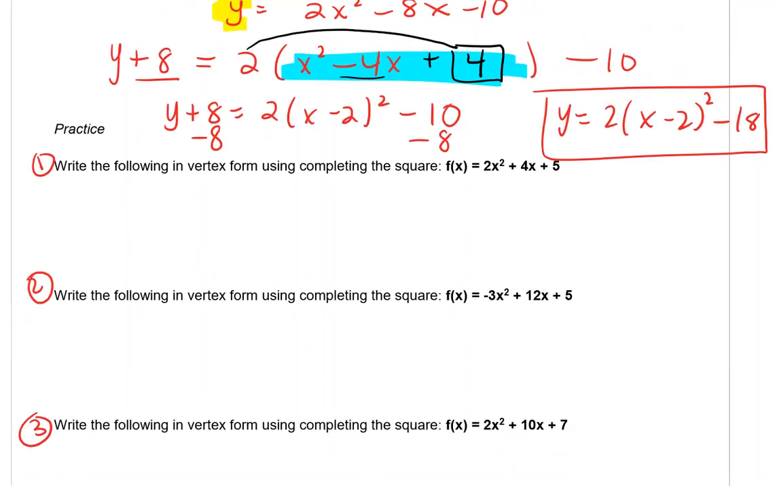So on yours it says pick 1 or 2, and then 3 or 4. What I want you to do is pick one of these two, 1 or 2, pause the video, and do one of those two problems. I don't care which of them you do, but pick either this one or this one. All right, you got one of those problems done?